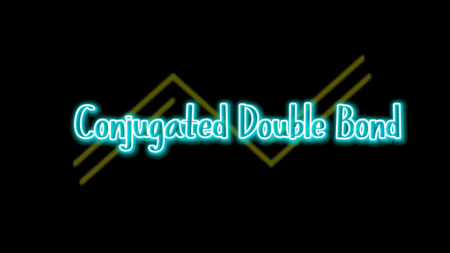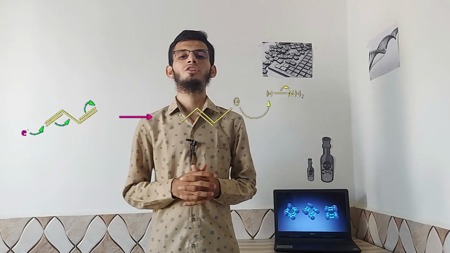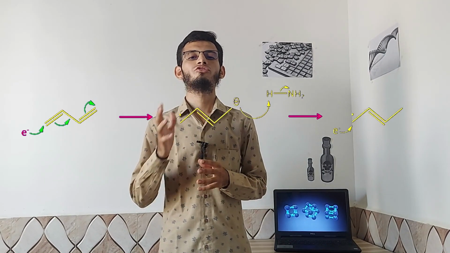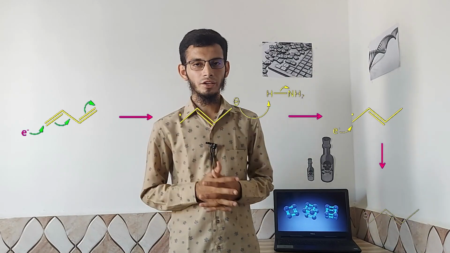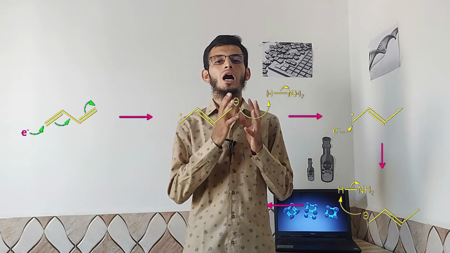But what will happen when I rearrange the structure like this? Birch reduction of conjugated double bond will give you alkene. First of all, an electron will attack on the first sp2 carbon, resulting in a radical anion. It will combine with the proton from a proton source like ammonia, resulting in a free radical. Again, an electron will attack on the free radical, resulting in an anion, and it will combine with the proton from the proton source, resulting in an alkene.